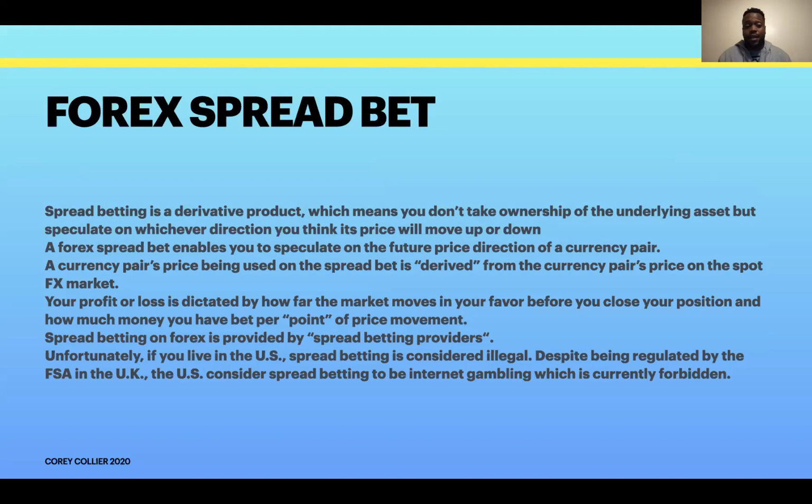A forex spread bet enables you to speculate on the future price direction of a currency pair. The price used on the spread bet is derived from the currency pair's price on the spot forex market. Remember that spot market we said all the heavy hitters play in? That's where the forex spread bet is derived from. Your profit or loss is dictated by how far the market moves in your favor before you close your position, and how much money you have bet per point or per pip of price movement.